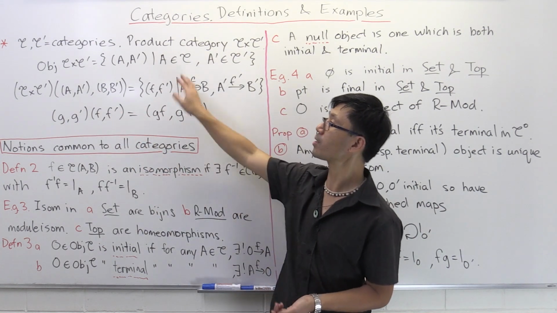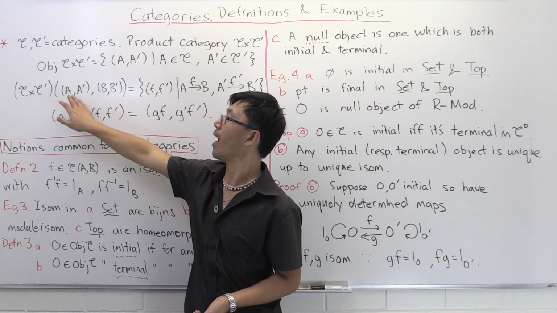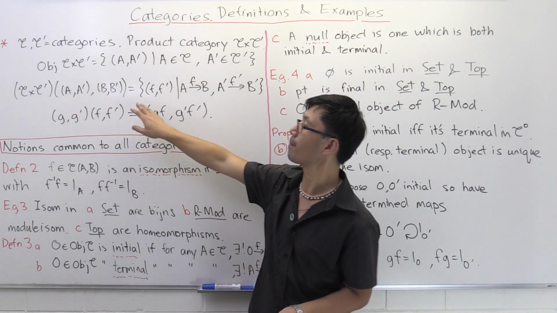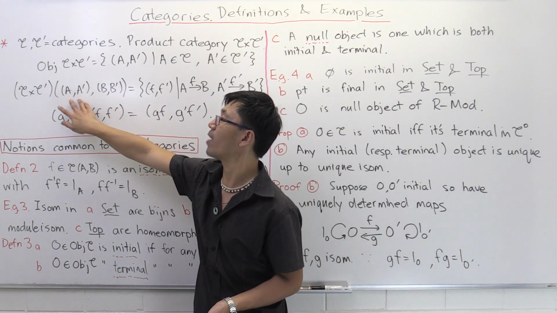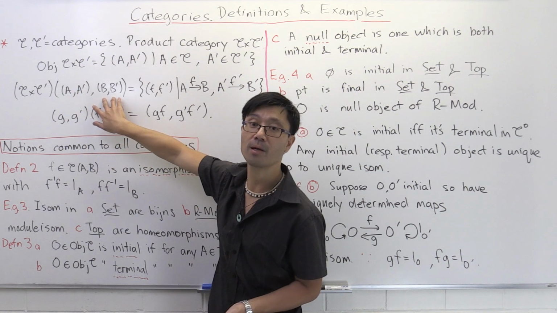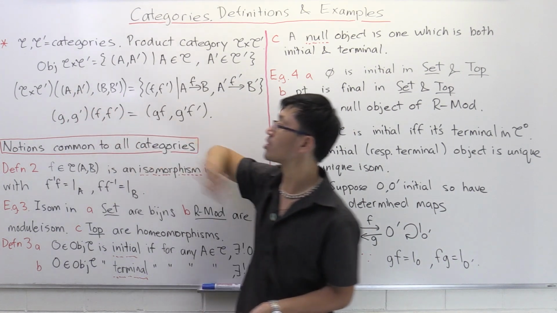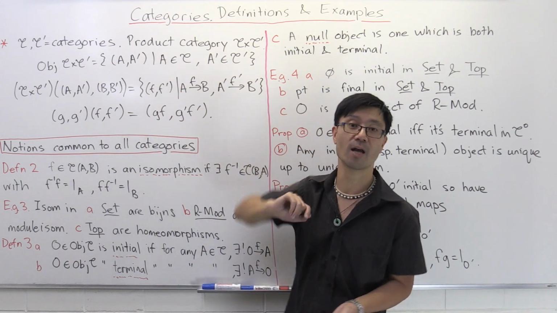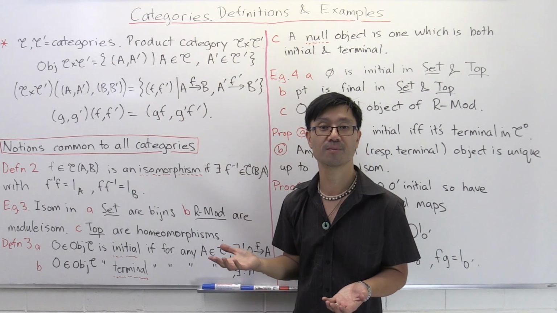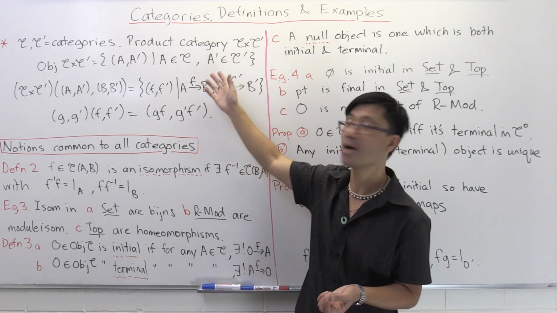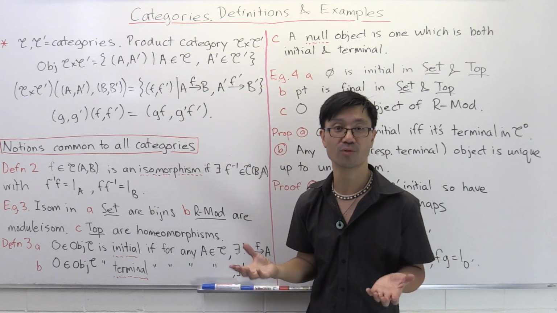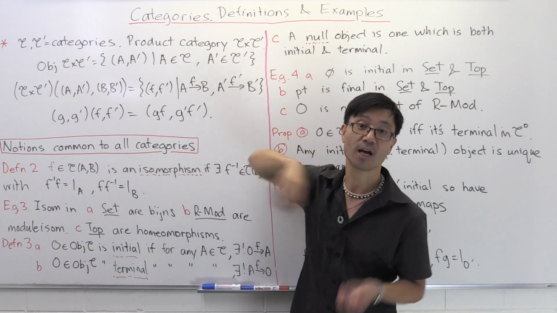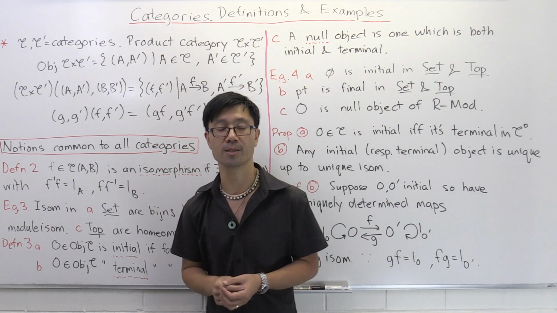And if you want to know what the identity on the object A, A prime is, you want a Hom from here to here which is the identity. Of course, you just have the identity on A and the identity on A prime, and that gives you the identity. And it's quite easy to check the axioms here, and that gives you the product category, which is a very important way of constructing a new category from two old ones.